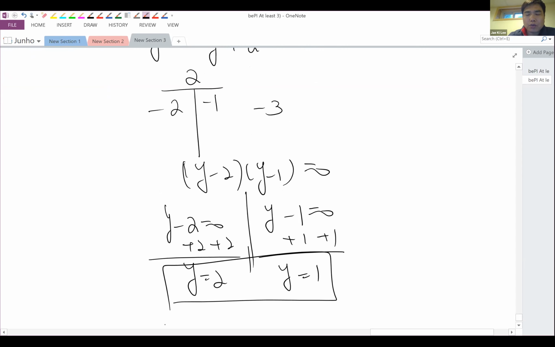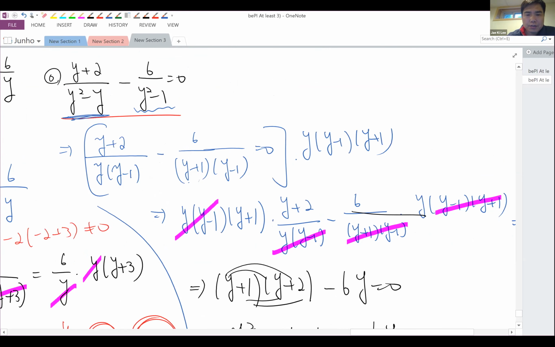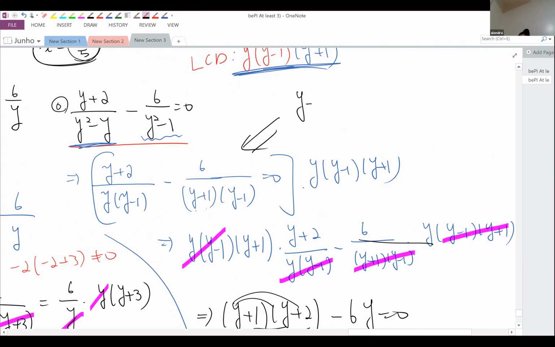So we found two y values here. So I'm going to bring up here. So we found y equal to 2 and then 1. Does any answer make one of these factors equal to 0? Do you know what I'm talking about? So far we found two answers, y equal 2 and then 1 here. Now we want to double check that these answers don't make a denominator factor equal to 0.